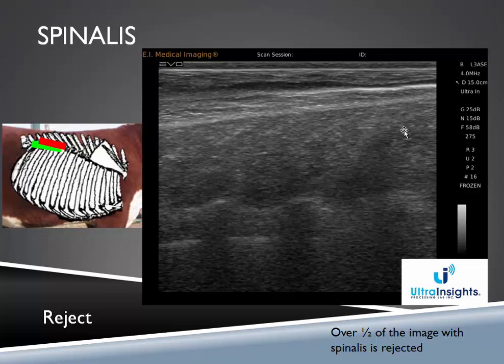We could place the box here, but we shouldn't place the box here. We should reject this image and not process it because the data point we get is not reliable. Now in this case, the red bar represents the field technician's probe placement, and all it is, this field technician took the image too high on the animal. If they slide down, the spinalis will go away.